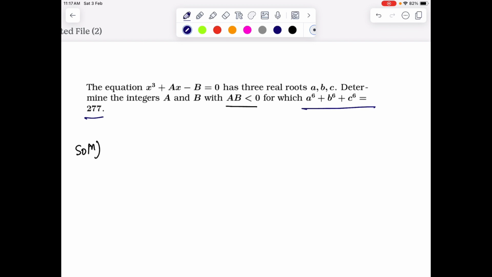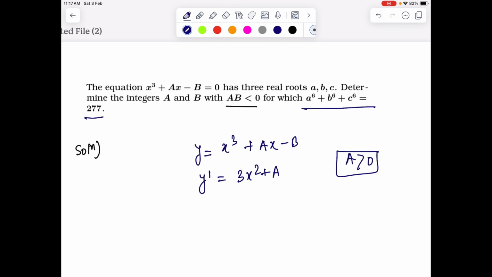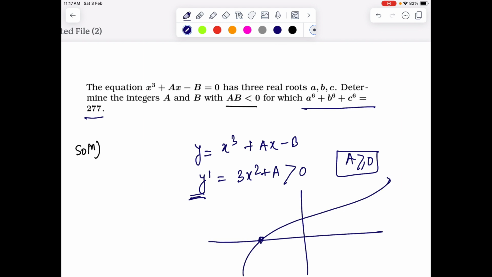Before we go further and tackle the problem with our strategy, let's see why the ab less than 0 condition is important. Let's assume y equals x cube plus ax minus b. Its derivative equals 3x square plus a. Clearly if a is greater than or equal to 0, the derivative is going to be positive. It means the cubic expression will be strictly increasing, so we'll have only one real root.